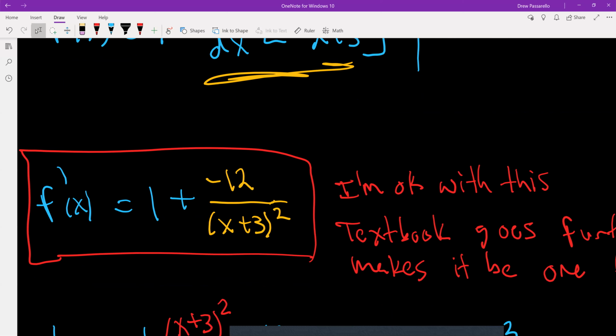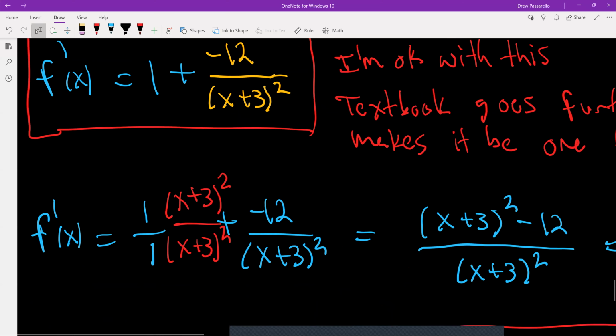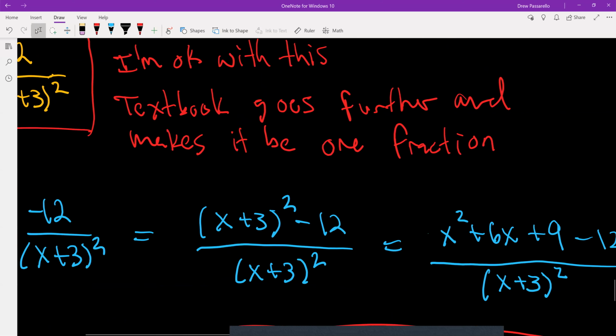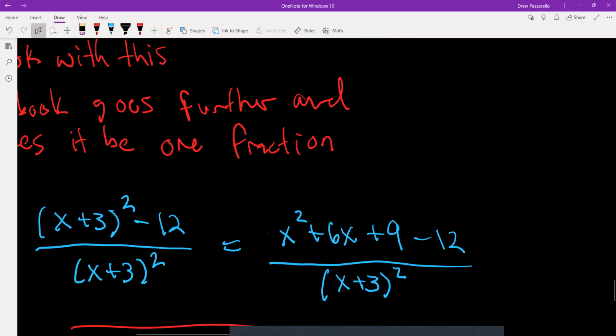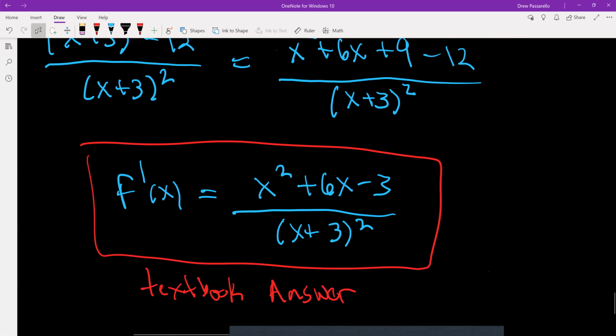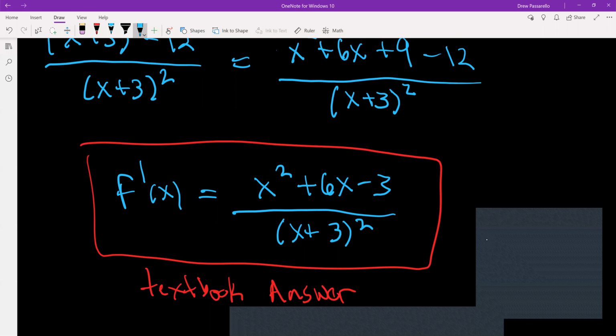The textbook simplifies it, I guess just makes it become one fraction. And that's what's going on here. It's just the algebra steps to make it become one fraction. And then this is the single fraction, x squared plus 6x minus 3 over x plus 3 squared. All right, so that one's done.